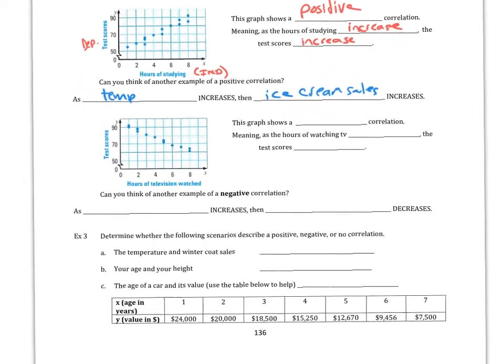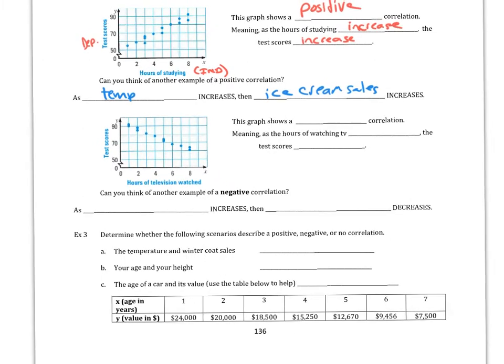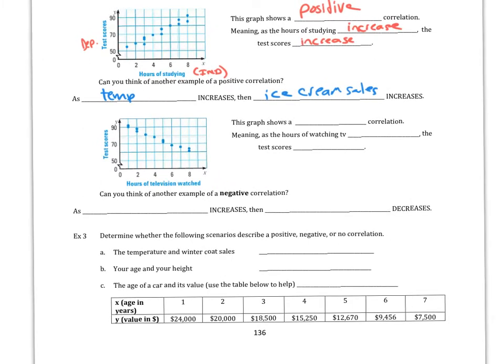Okay. Our second graph here has a comparison between hours of television watched and the test scores. So now instead of studying, we're spending our time watching television, and those test scores are going down. Okay, so this graph shows a negative correlation. All right, meaning as the hours of watching TV increase, so hours of TV is going up, test scores are going down, so they're decreasing.